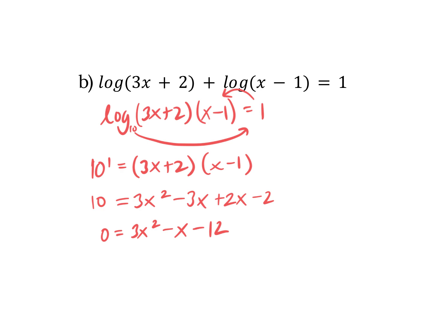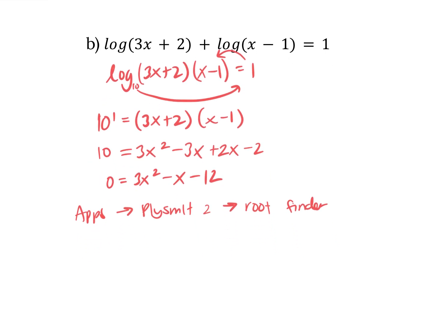I don't believe so. So we can either use the quadratic formula, or I would use the go to apps, go to PolySmlt 2, and then go to root finder to identify your two values. And when you plug it in, and I would try this out yourself, you do get 2.17 and approximately negative 1.84 for your two answers.